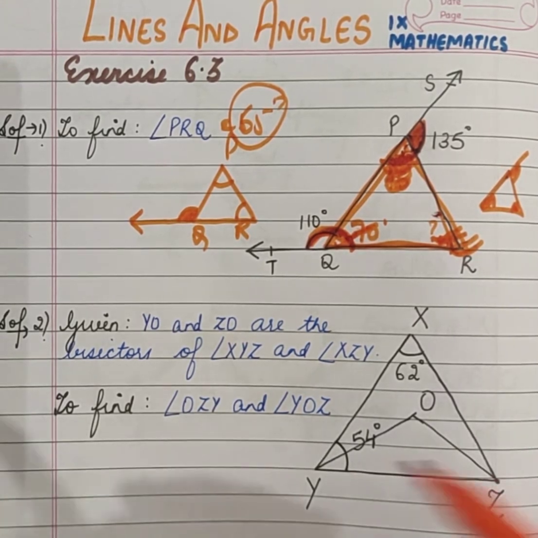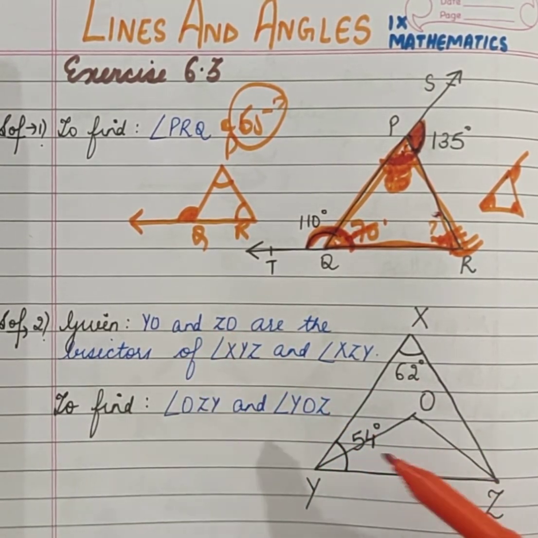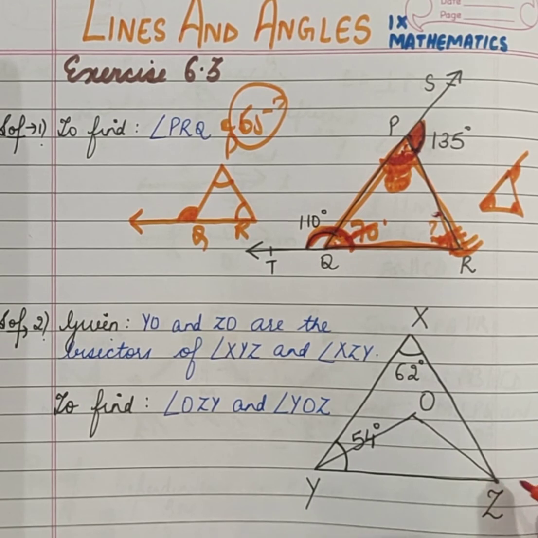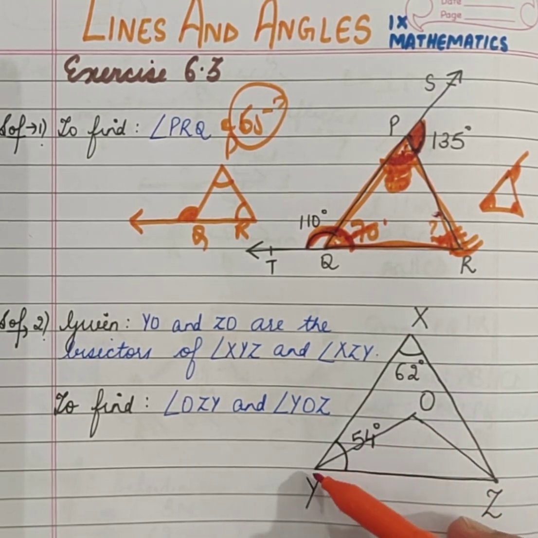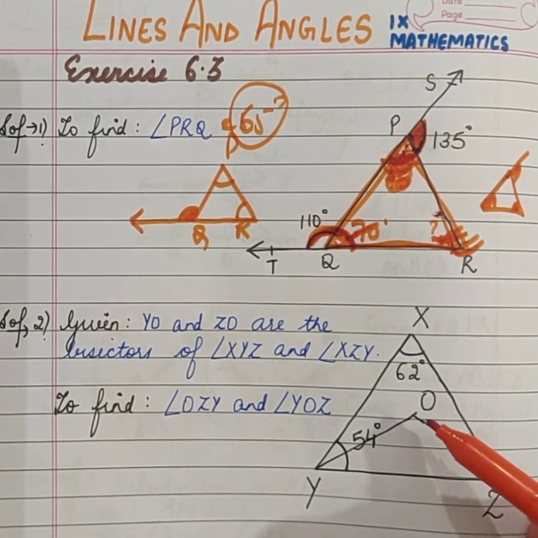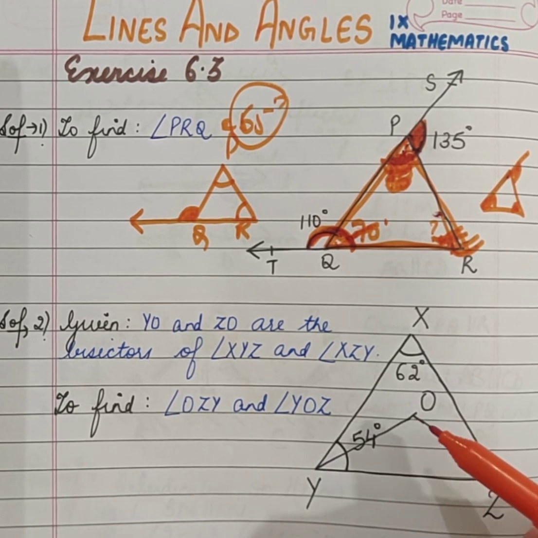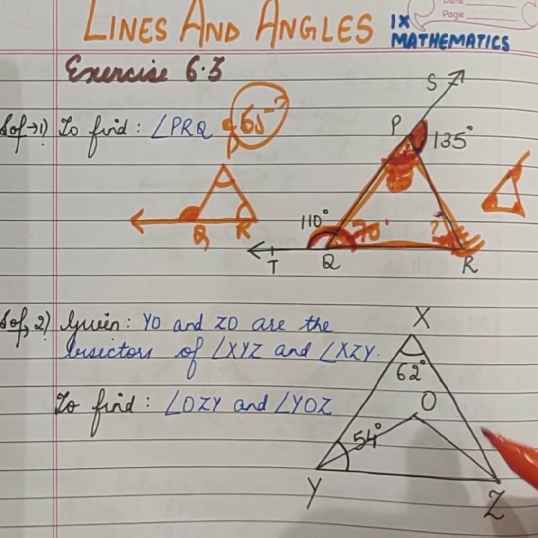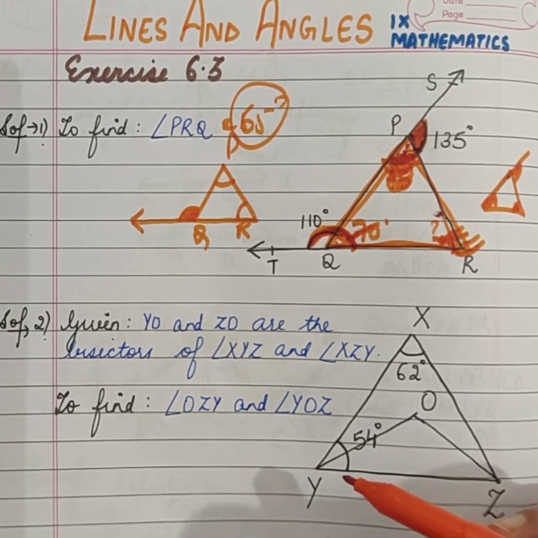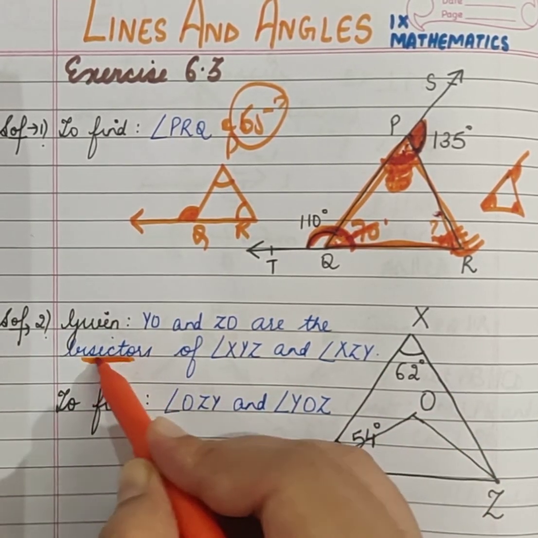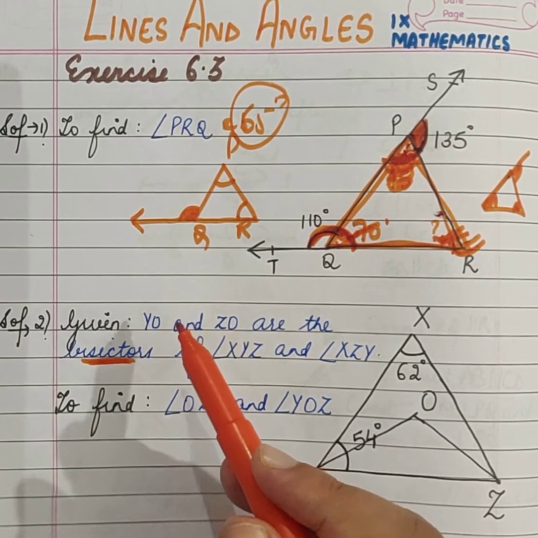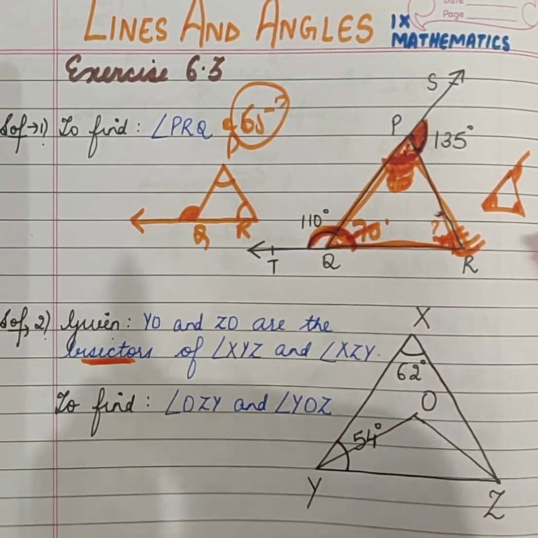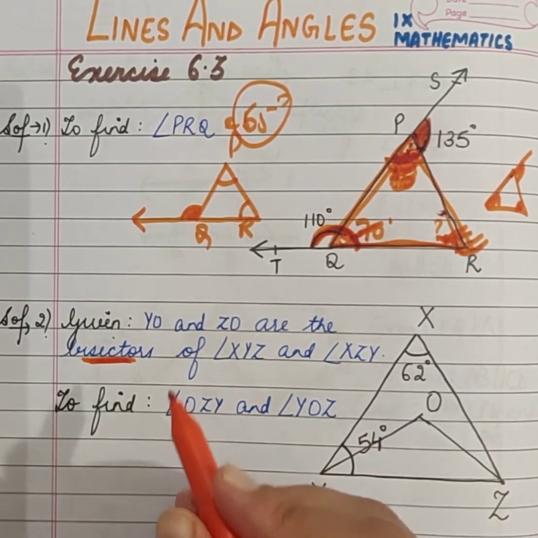Second question is, it is given in this triangle XYZ, YO and ZO are the bisectors of angle XYZ and angle XZY. What does it mean? What is the meaning of bisector? Bisector of an angle means a line or a ray which divides that angle into two equal parts.